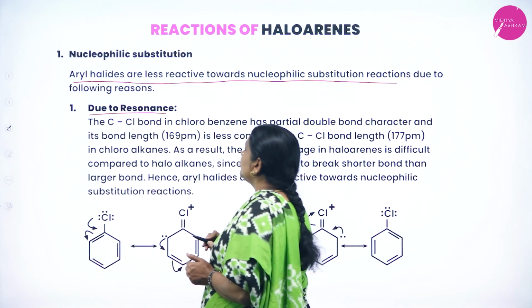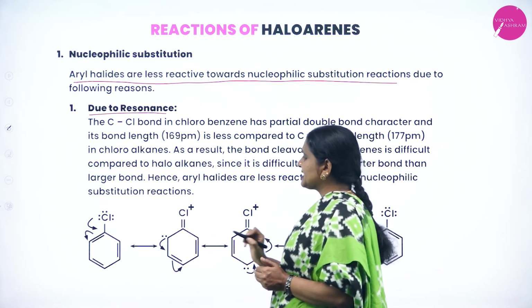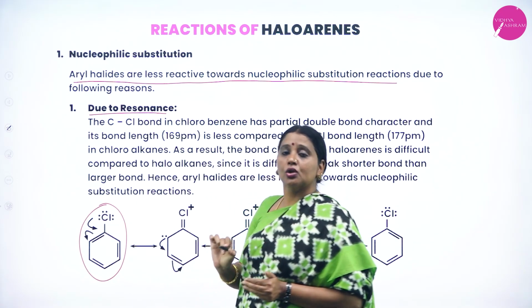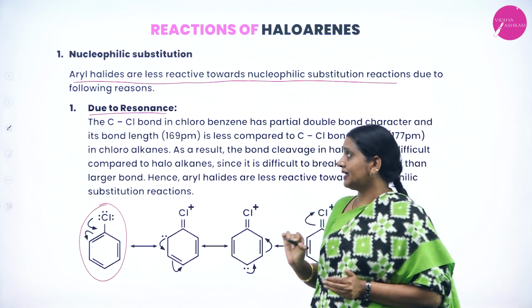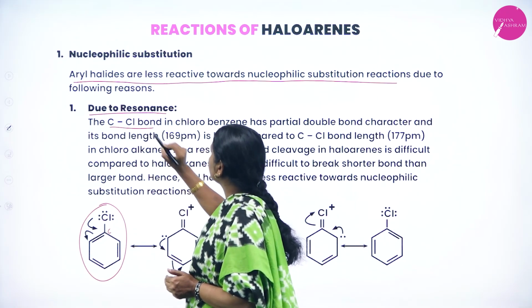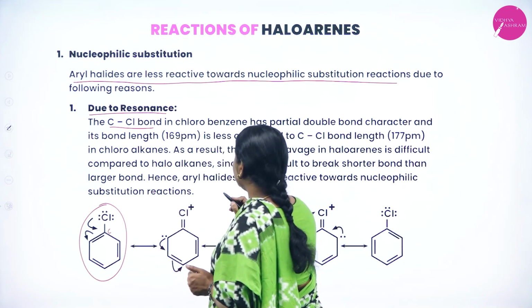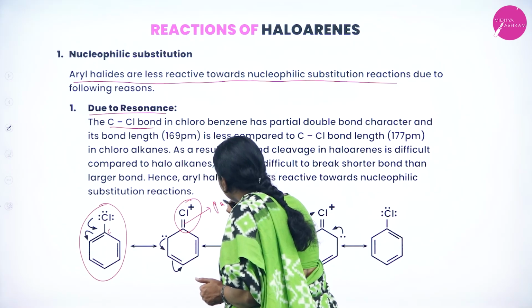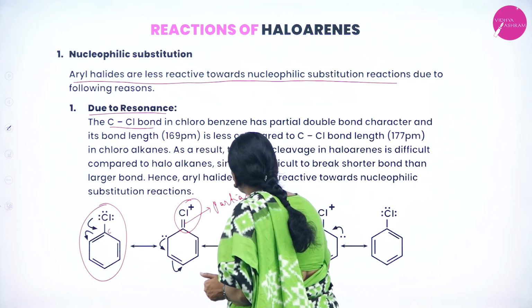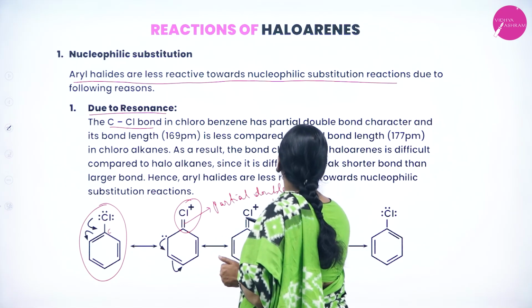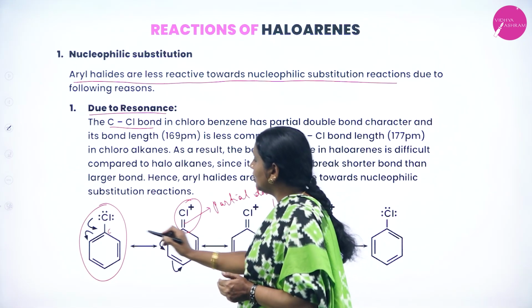First one, due to resonance. Let us consider chlorobenzene. Chlorobenzene is an example of an aryl halide. The carbon-chlorine bond in chlorobenzene has partial double bond character. It has partial double bond character due to resonance.